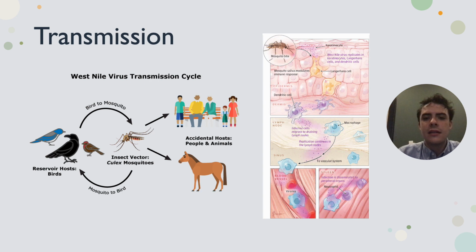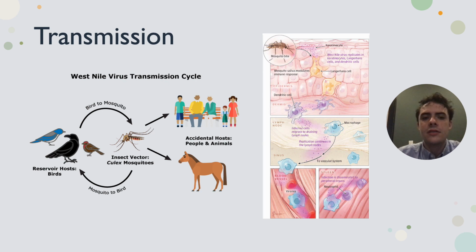In terms of the mechanism that occurs in order for one to become infected, the first thing that happens is the mosquito bites the accidental host, and the virus is replicated in dendritic cells as it migrates through the layers of the skin, the epidermis and the dermis.